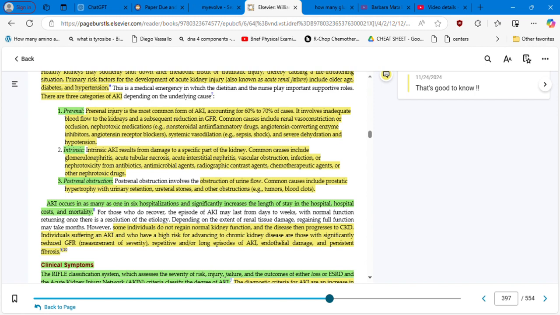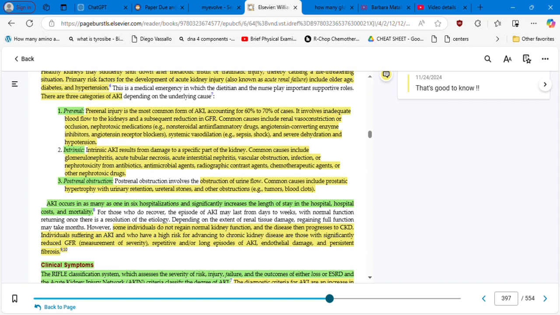And then the third category is post-renal. So you have pre-renal before the kidneys, you have inside of the kidneys, and then you have after the kidneys. The common causes include prostatic hypertrophy. So that's why I always recommend to know the map. The prostate is outside of the kidneys, with urinary retention, urethral stones, and other obstructions like tumors, blood clots, etc.